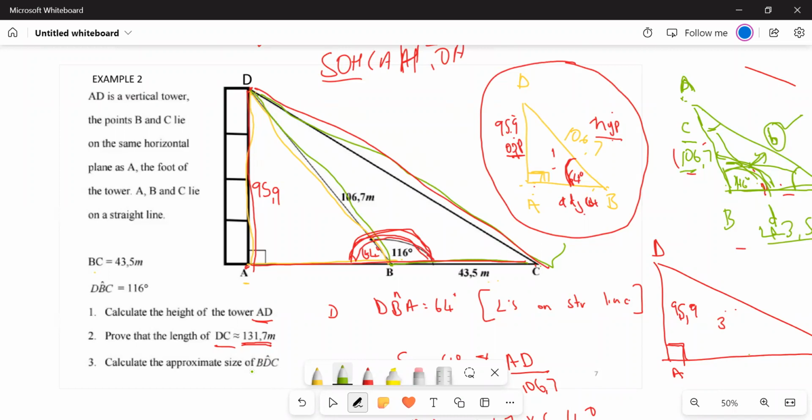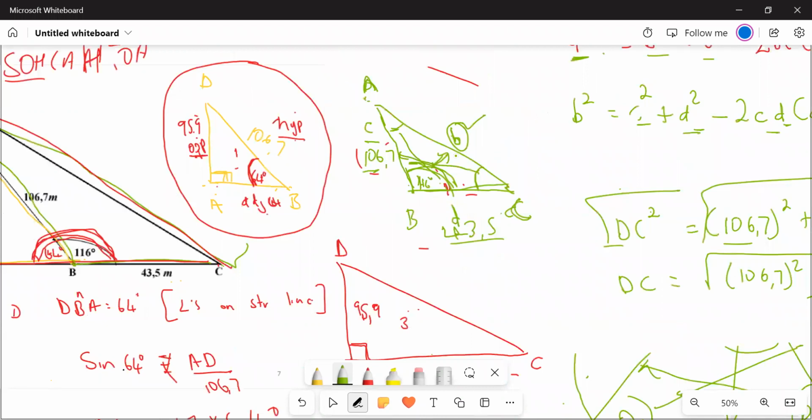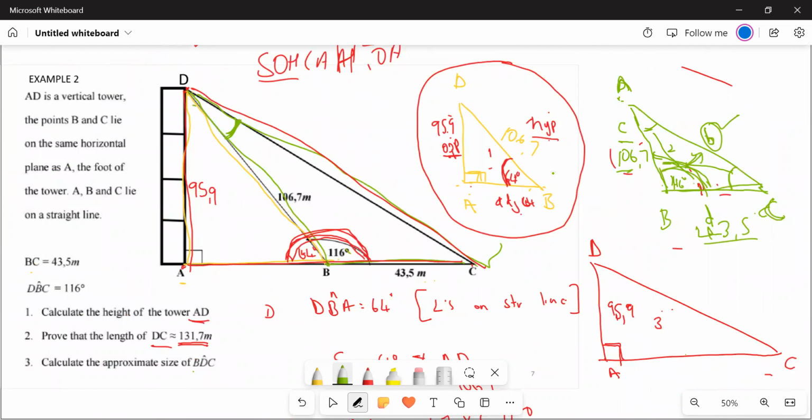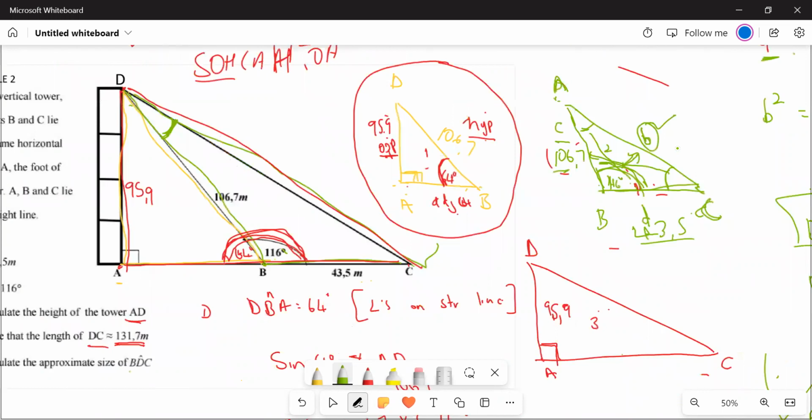The next question says we should tell them the size of BDC. Okay, BDC, they're talking about this angle here. If they're talking about this angle, we are going to say which triangle has that BDC. Is it triangle number 1, triangle number 2, or triangle number 3? This one is triangle 1. This is 2. Which one is DBC? Yeah, it's BDC. Which triangle has BDC here? It's triangle number 2.